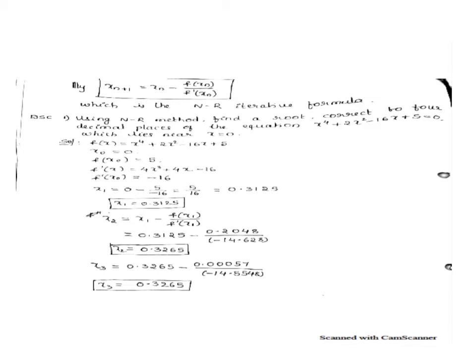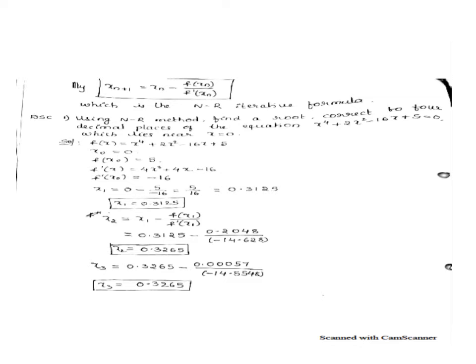Now, we find what is the value of the function at x equals 0, that is, put the value of x equals 0 in the function. Therefore x raised to 4 is 0, 2x square is 0, minus 16x is also 0, hence we will remain only with 5, that is f of x naught equals 5.